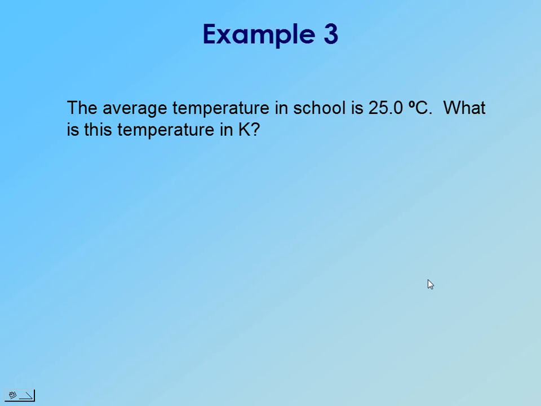Our last example is going to involve temperature. We're going from Celsius to Kelvin. We know the average temperature in school is 25. We want to know what it is in Kelvin, so we would add 273 to 25. 25 had one decimal place. 273.15 is a precise value, and it has 2, but this one had the fewer sig figs, so we're going to go with 1. But when we add these together, the 5 would make the 1 round up to become 298.2.